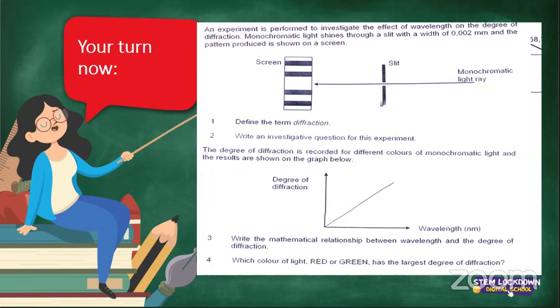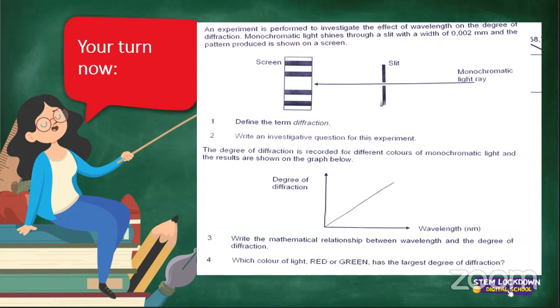The experiment was all about investigating the effect of wavelength on the degree of diffraction. So the criteria for writing the investigative question is, the degree of diffraction is... why? Because it depends on the wavelength. So if you increase the wavelength, remember, the degree of diffraction will increase. And then if you decrease it, it will also decrease. So from that relationship that we drew.